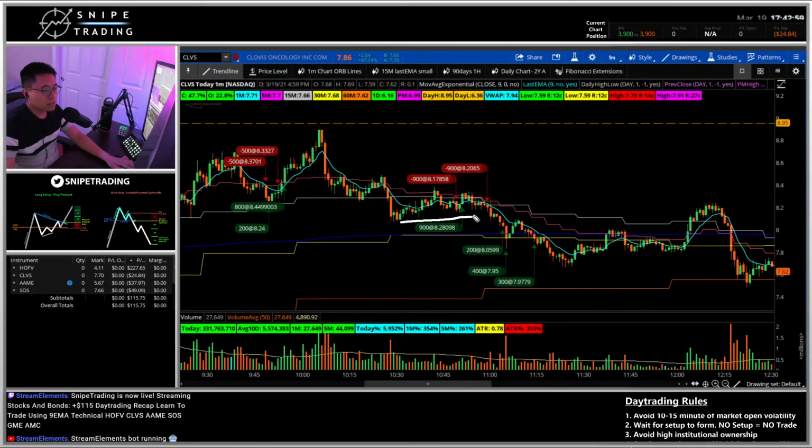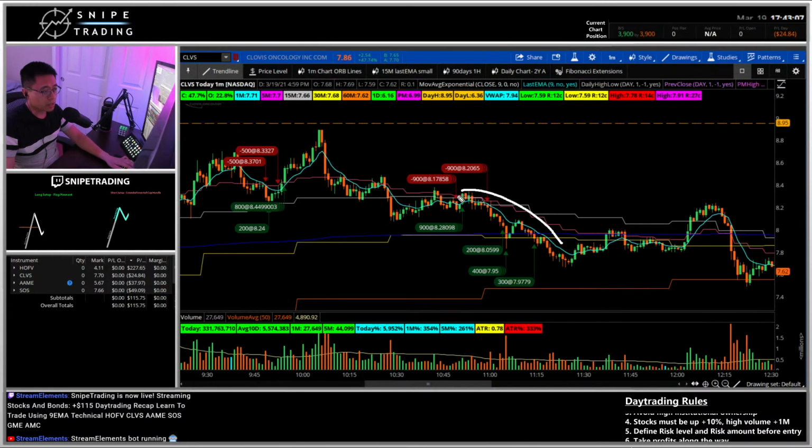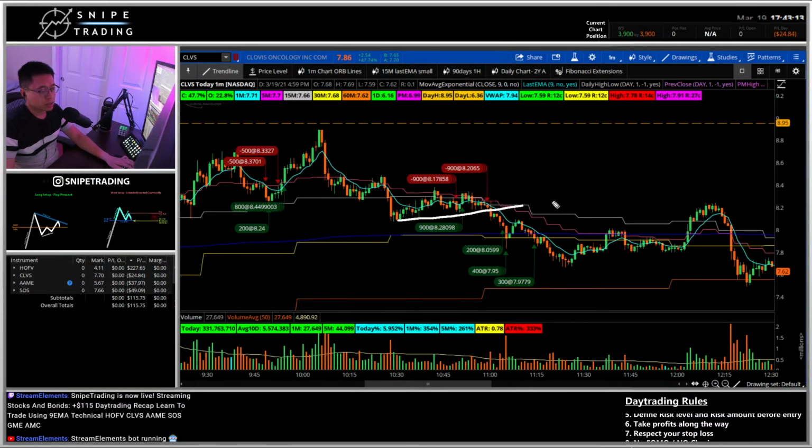loss, I think right here. So I tried shorting and then here, and then I covered, so I took like a $100 loss there, so I was down like 150, and then I got a decent win here. So this was quite a tricky ticker to begin with.